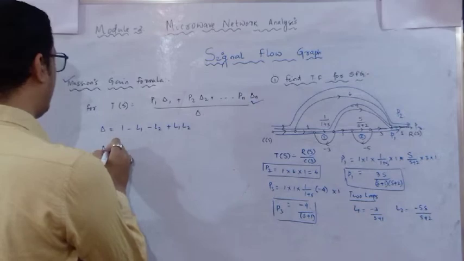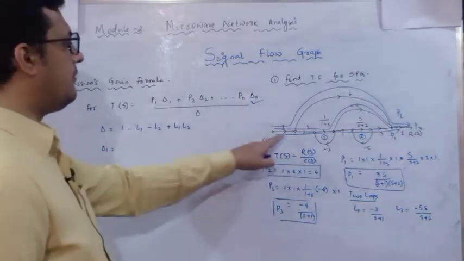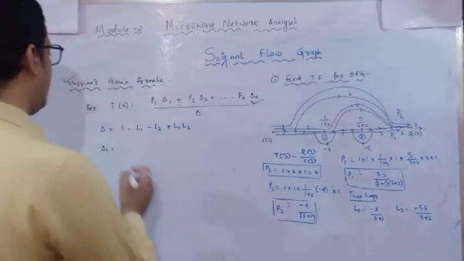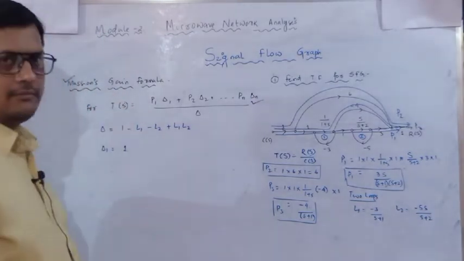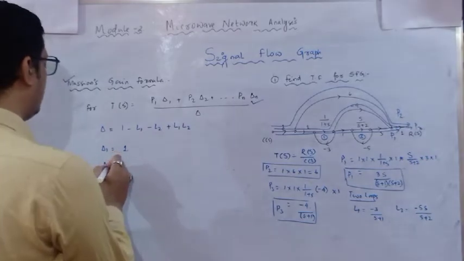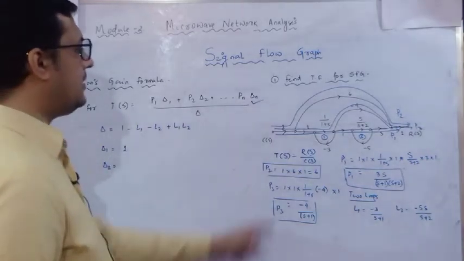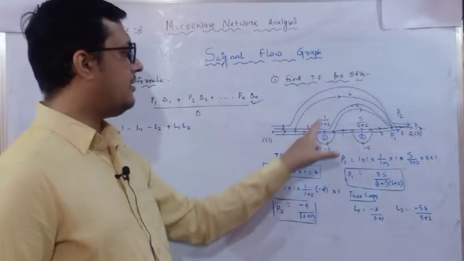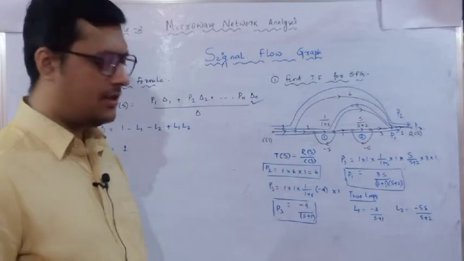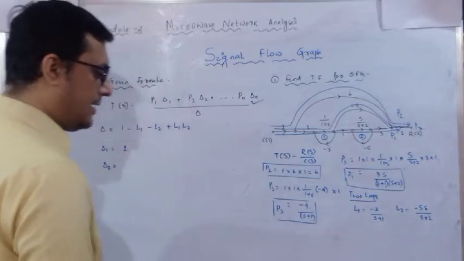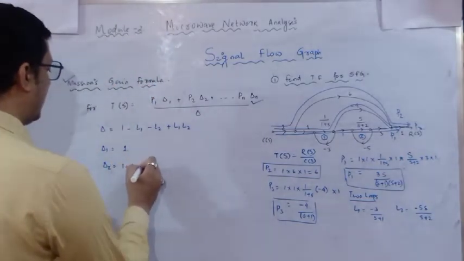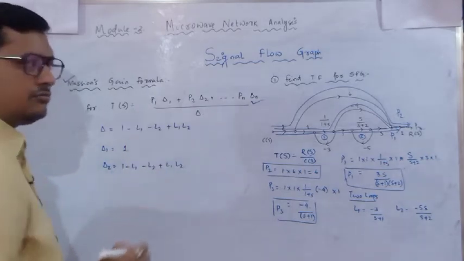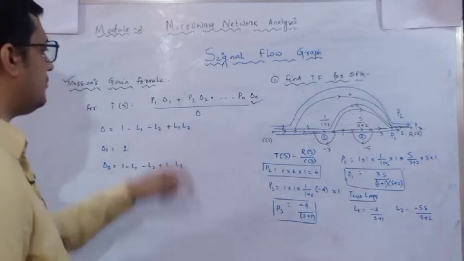Then what is del 1? For path 1 all loops are touched, so that means there are no non-touching loops. So del 1 is 1. Then del 2. Del 2 means for this particular second path, both loops are non-touching loops. So what I will write? I will write 1 minus L1 minus L2 plus L1 L2. So this is del 2.